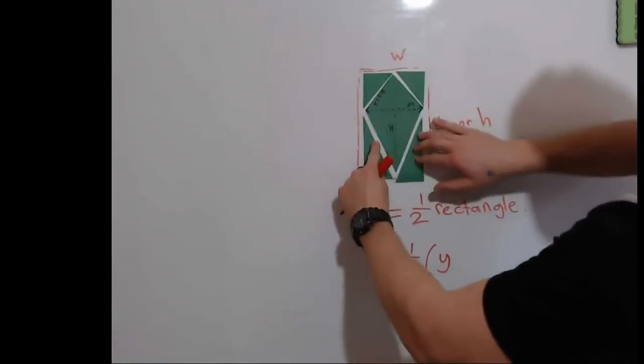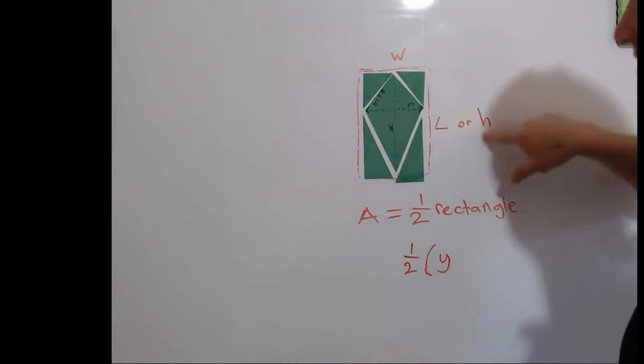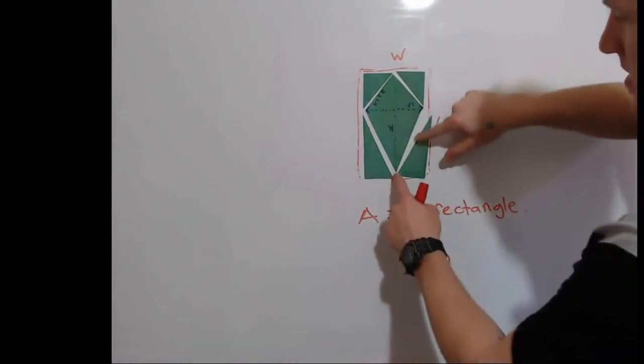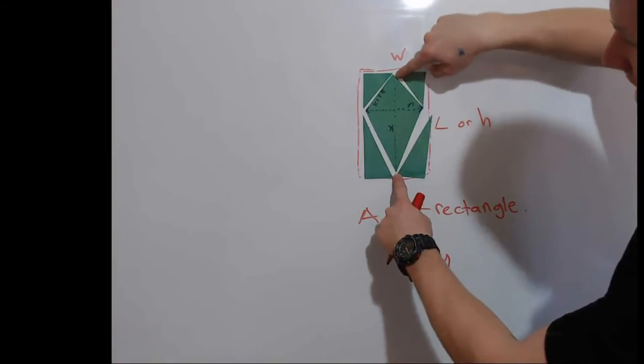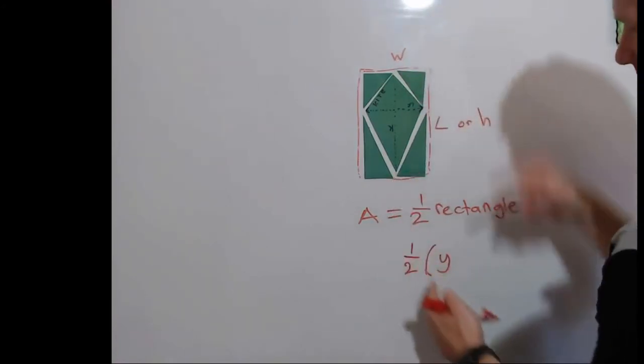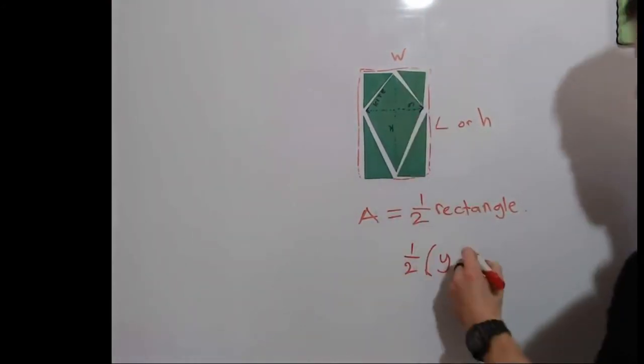Now when I want the height or the length from top to bottom, I can see that the inside of my kite does go from top to bottom. So if we call that y, let's call this x.